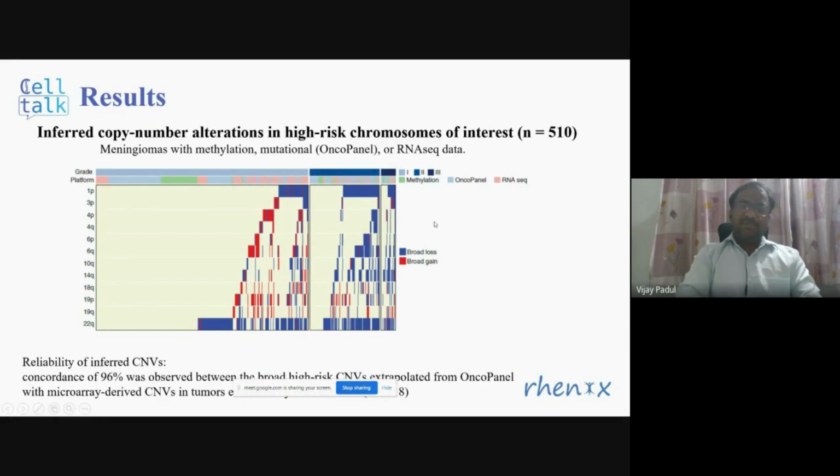So this slide shows the inferred copy number alterations. Inferred copy number alterations means the copy number alterations that were derived indirectly from some other form of data. Here methylation data, mutational oncopanel data and RNA-seq data were used for finding the copy number alterations. So here also we can see the same common alterations, 1p and chromosome 22q loss, and a 96% concordance was observed between those patients in which both types of data were available. That is microarray data and this type of data.